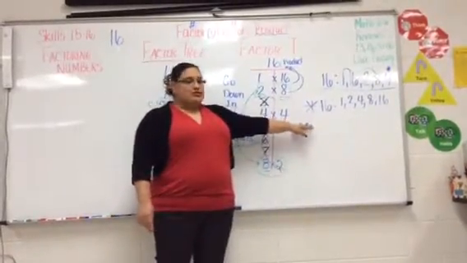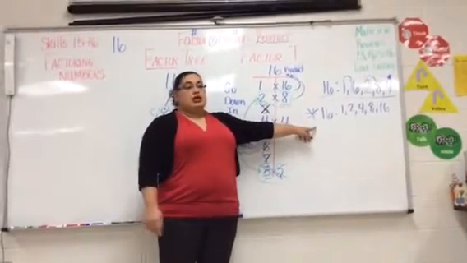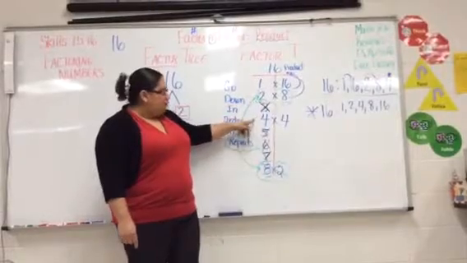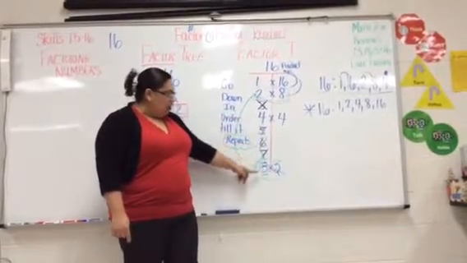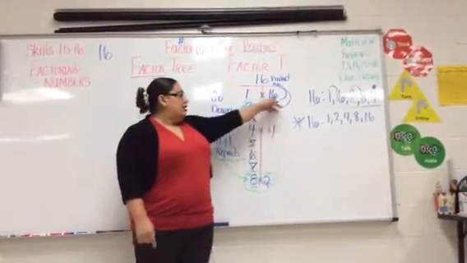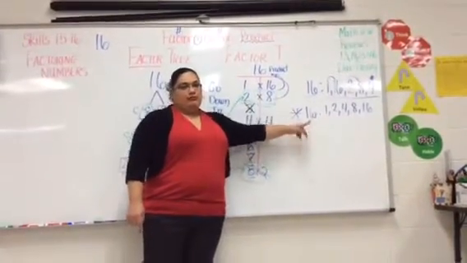The way I would like to see it is for you to list your factors in numerical value order. 1, 2, 4, no more, move on over. 4, I don't have to repeat it. 8 and 16, which is right here.